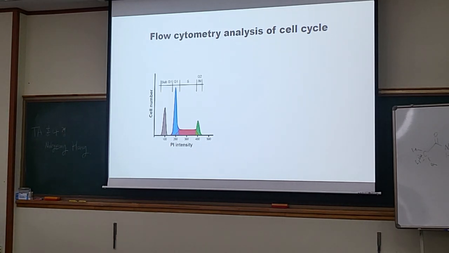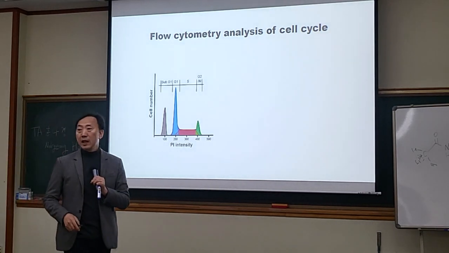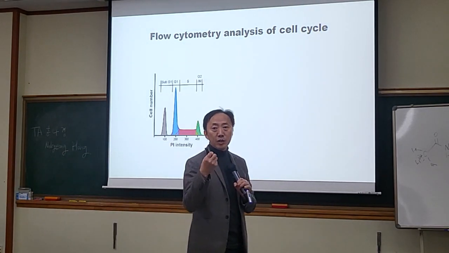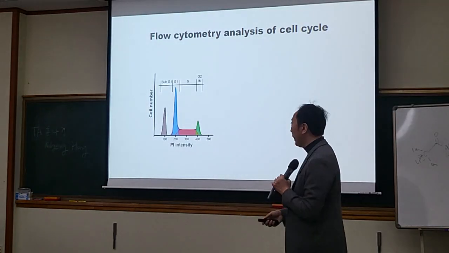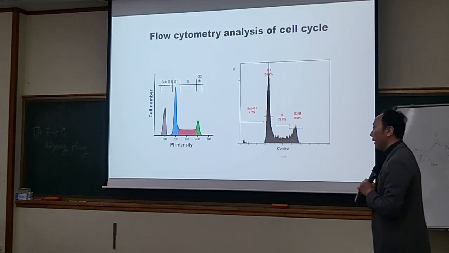So this kind of measurement is the so-called flow cytometry. Flow means you flow the cells. Cyto is cell, metry is measurement. Okay. By flowing the cells and measuring the properties of the cells using DNA dyes, then this is a real image.